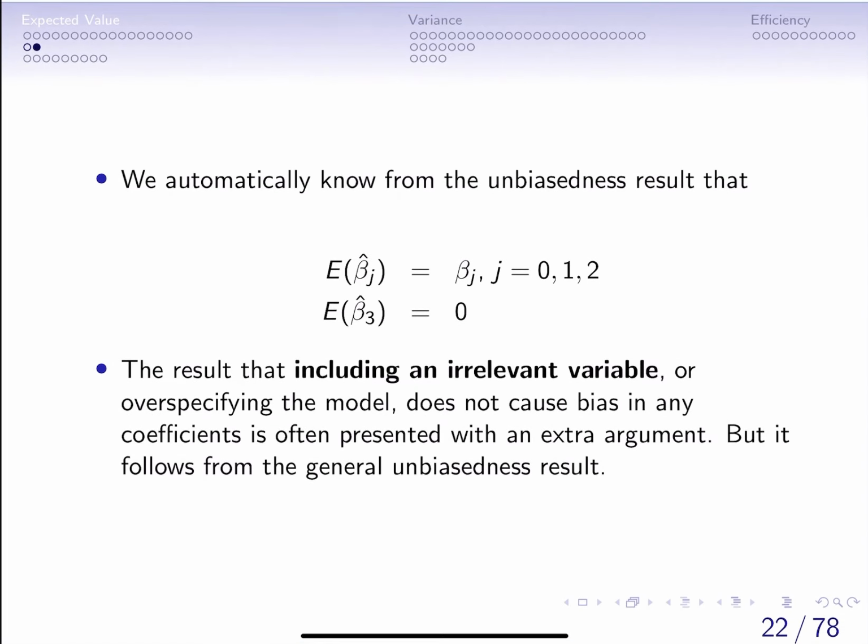Now remember that if you included an irrelevant variable or you overspecified the model in some way, that is not going to cause any bias in the coefficients. So that's not a problem. If you threw in some extra variables, that is not a problem.